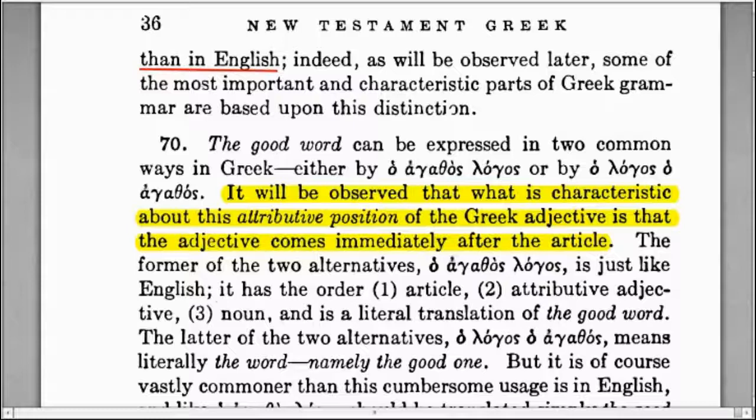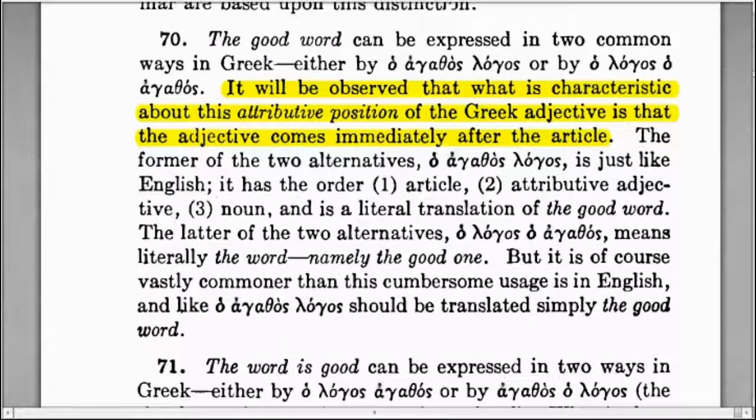Okay? Now, continuing on. The former of the two alternatives, ho agathos logos, is just like in the English. It has the order 1. Article, 2. Attributive adjective, then 3. Noun, and is a literal translation of the good word. The latter of the two alternatives, ho logos ho agathos, means literally the word, namely the good one. But it is, of course, vastly commoner than this cumbersome usage is in English. And like ho agathos logos, it should be translated simply the good word.